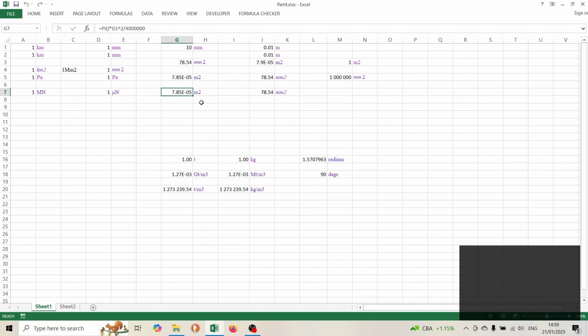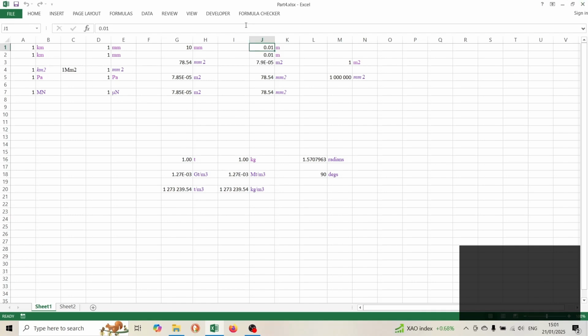The transition from millimeters to millimeter squared to meter squared can be made in one step by the inclusion of the 10 to the 6th divisor into the formula as at G7. So we've entered 4 million on the bottom here, and it goes straight from millimeters at G1 as the input to meters squared as the output at G7.